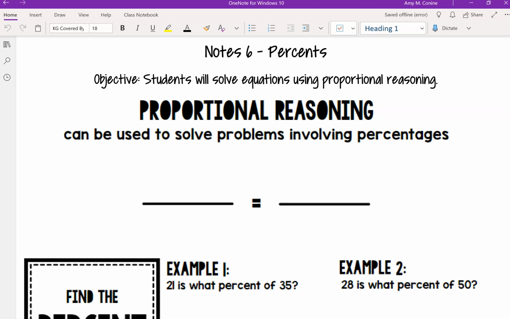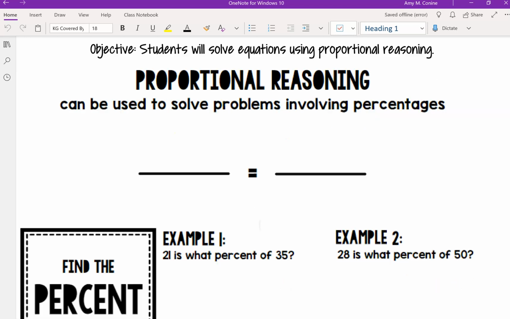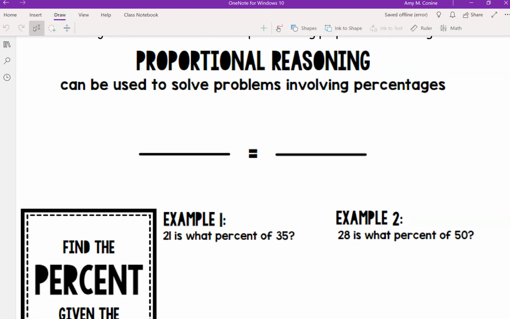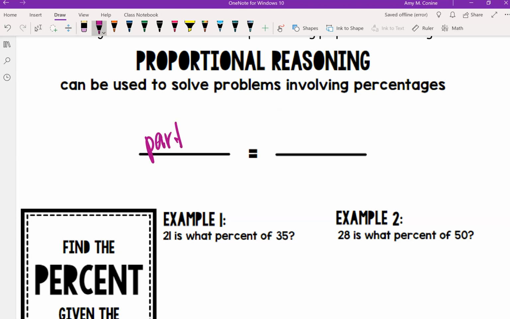Hi everyone, all right, we're going to do percents. So students will solve equations with proportional reasoning. Something helpful that we can do with proportional reasoning is we can get our percentages. To do that, this is one of many ways. So we're not going to do all of the problems just like this. There are shortcuts.